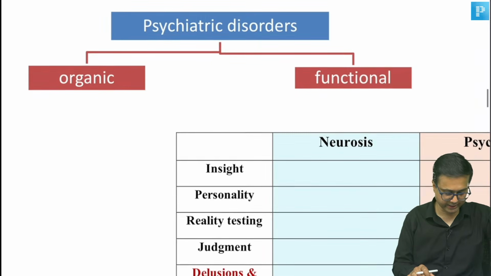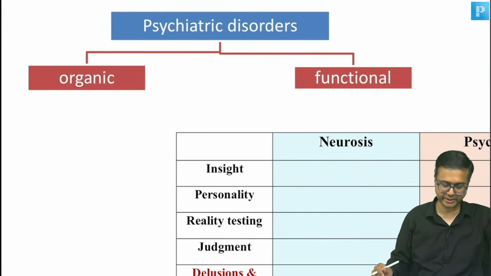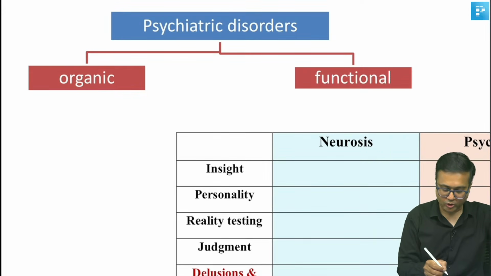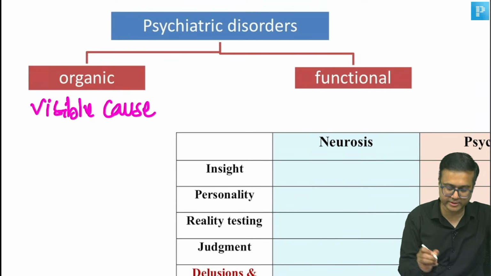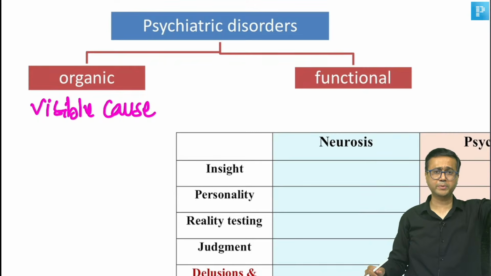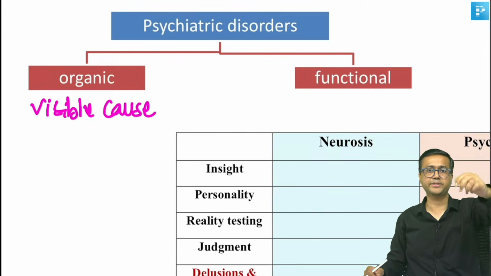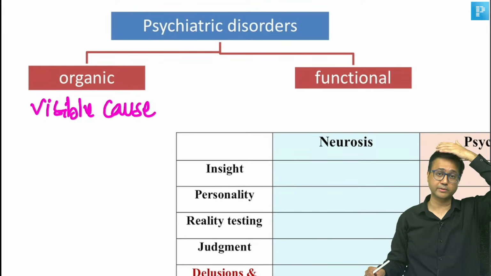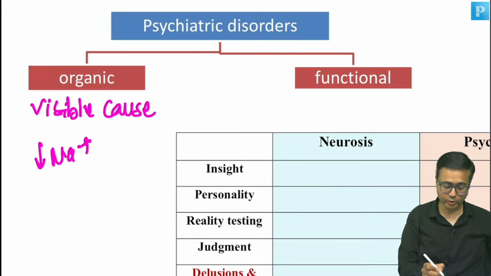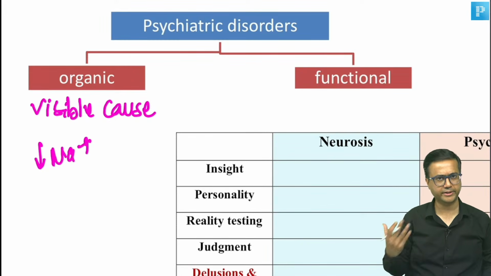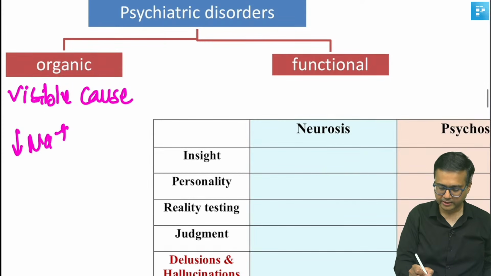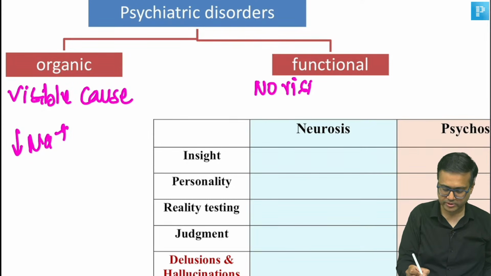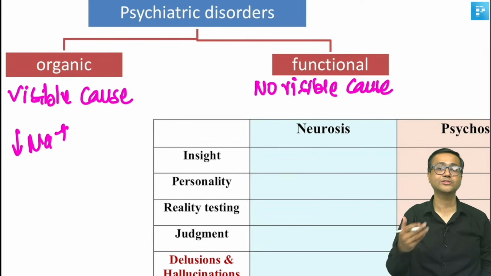See, in older times, we divided psychiatric disorders, beta, into organic and functional. Organic disorders are those in which we say that they have a visible cause. For example, somebody after head injury develops some psychiatric symptoms, or after a decrease in sodium level going below 130, the person may develop some psychiatric symptoms. So you can see the cause. While functional, beta, we say that there is no visible cause. Please appreciate this point, beta. I am not saying that there is no cause. I am saying the cause is not visible.